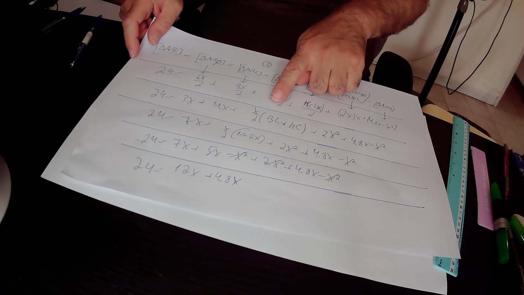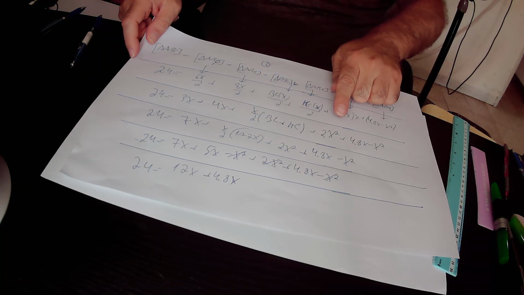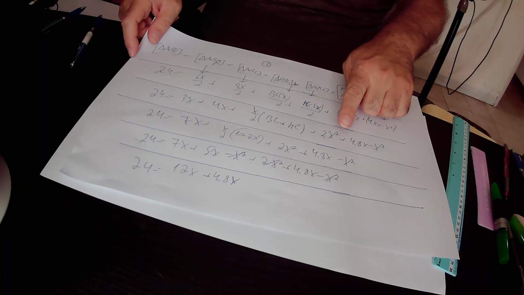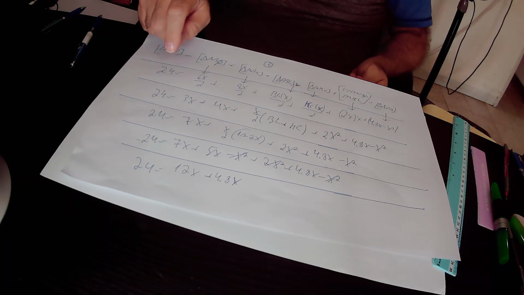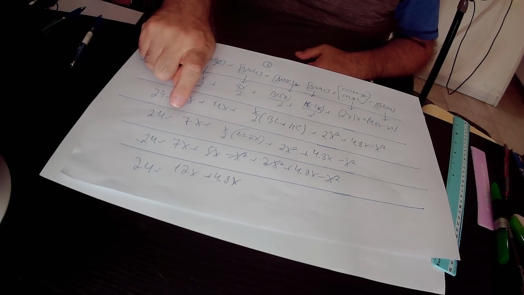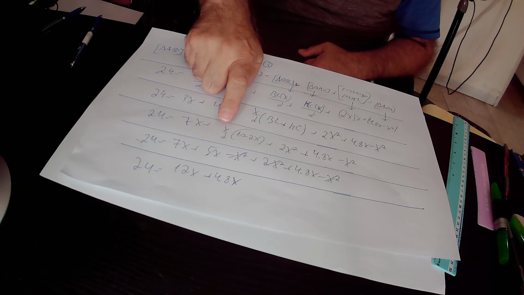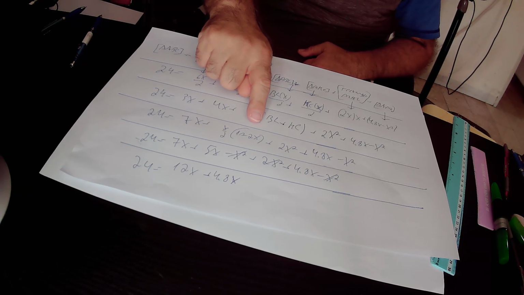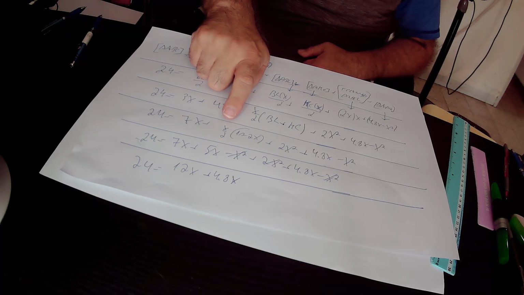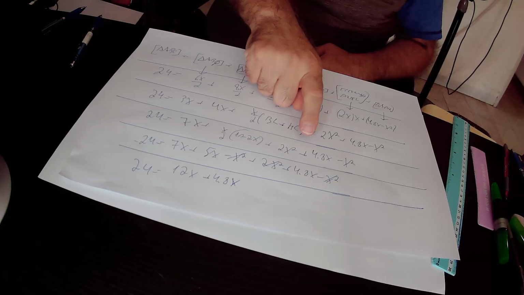So in total, the value of this expression is x over 2 times 10 minus 2x, plus 2x squared, plus 4.8x, minus x squared. So 24 equals 7x, and we open the brackets of this expression. X over 2 times 10 is 10 over 2, which is 5, so it is 5x. We have x over 2 times minus 2x. Minus 2 over 2 is minus 1, so it is x times minus x, this is minus x squared, plus 2x squared, plus 4.8x, minus x squared.